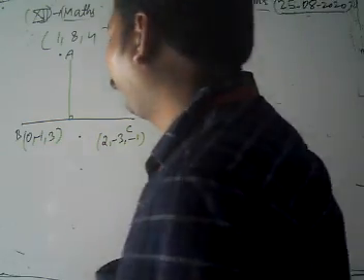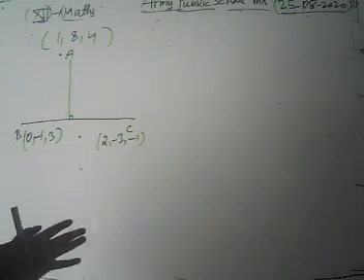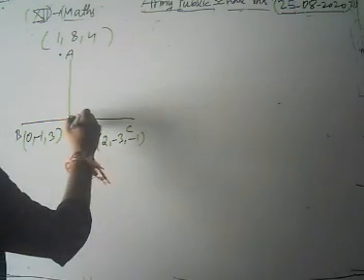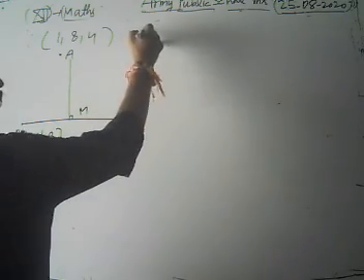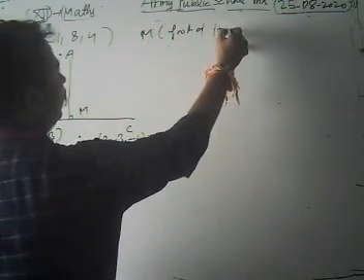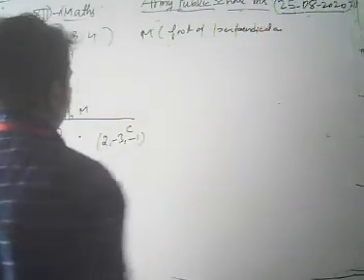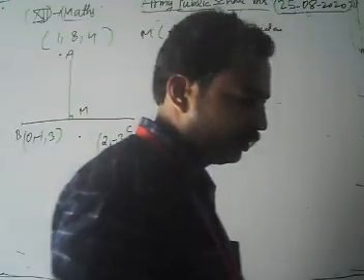Here we have to find the foot of the perpendicular. Just suppose M represents the foot of the perpendicular. We are going to find the foot of the perpendicular.